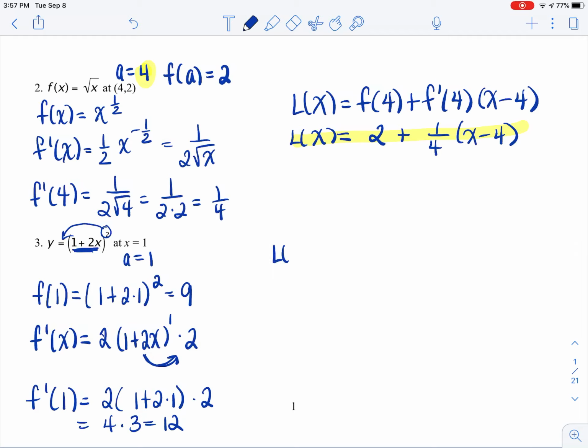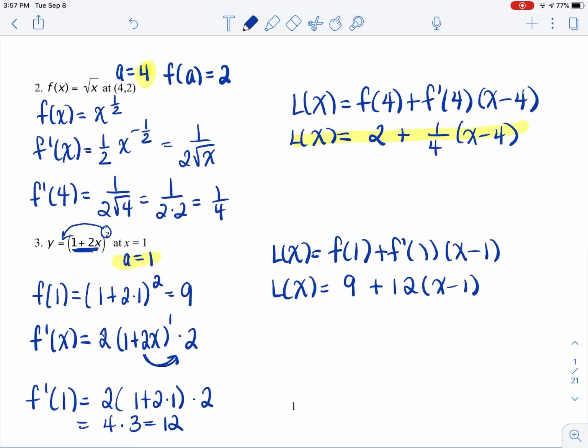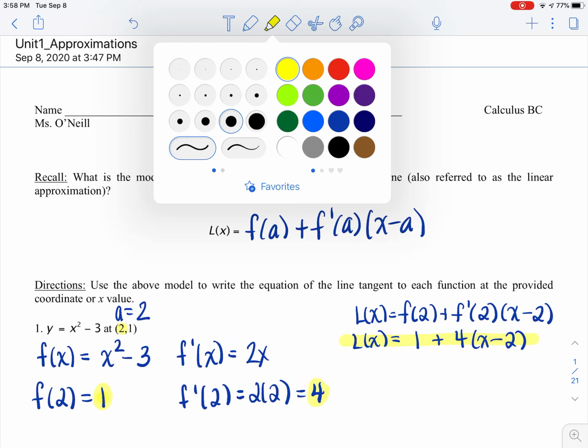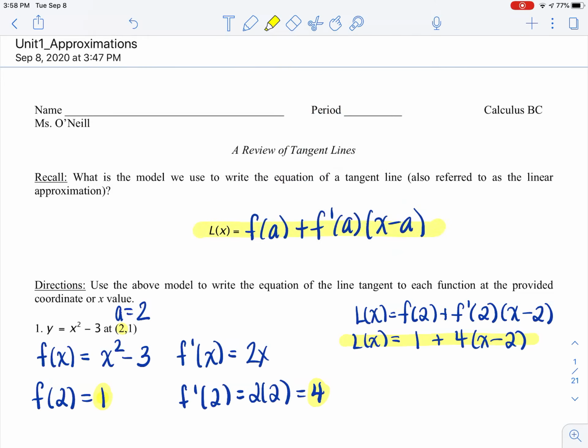So now I'm left with, once again, L of x equals f of 1, because our a value is 1 this time, plus f prime of 1 times x minus 1. Once I plug in the values that we calculated, this becomes 9 plus 12 times x minus 1. And again, I now have the equation of my tangent line. That model, L of x equals f of a plus f prime of a multiplied by x minus a, is going to be an extremely important equation, especially in this unit when we deal with approximations.